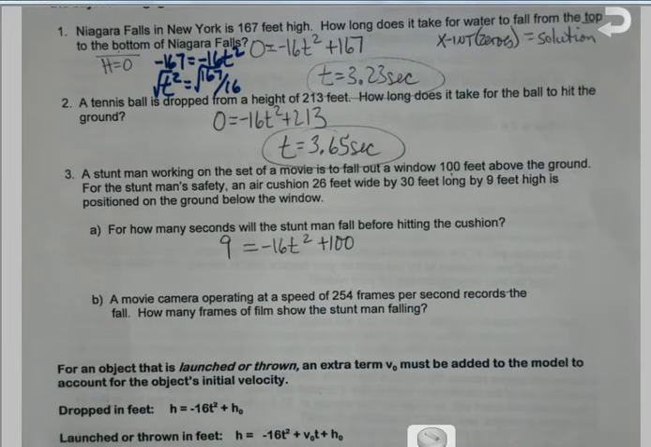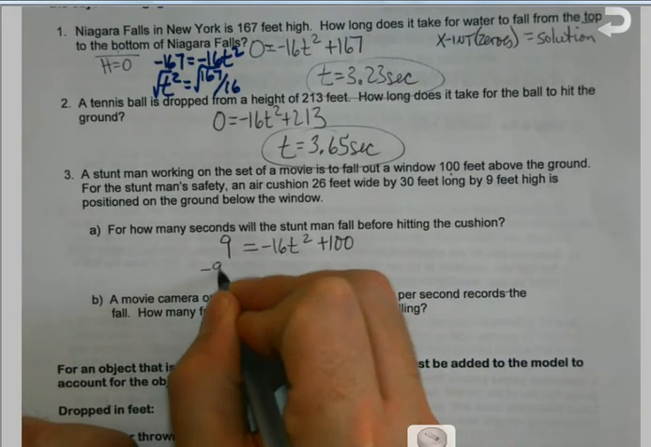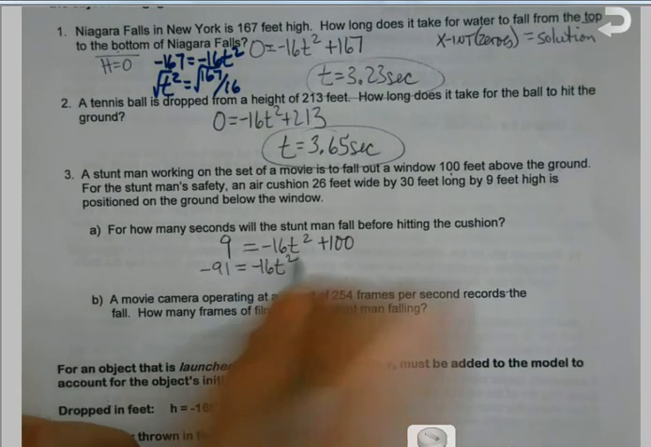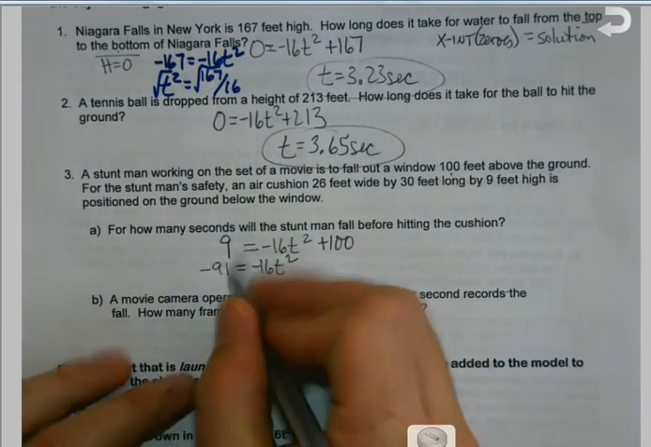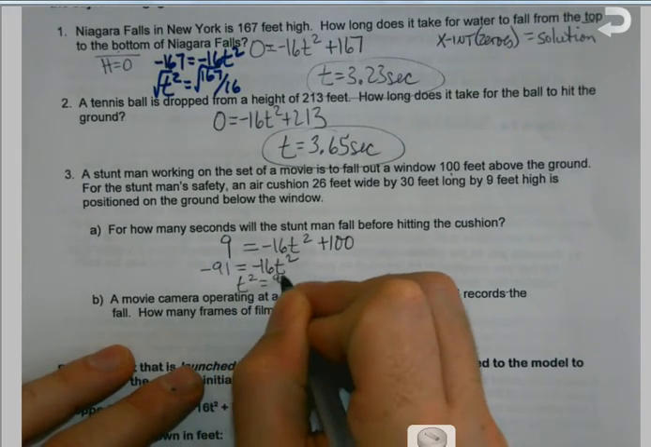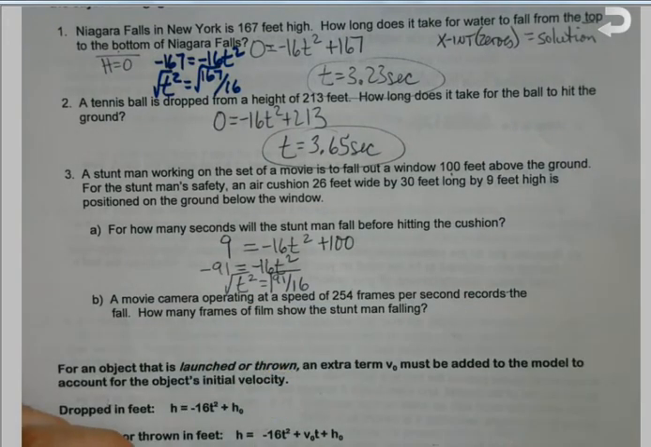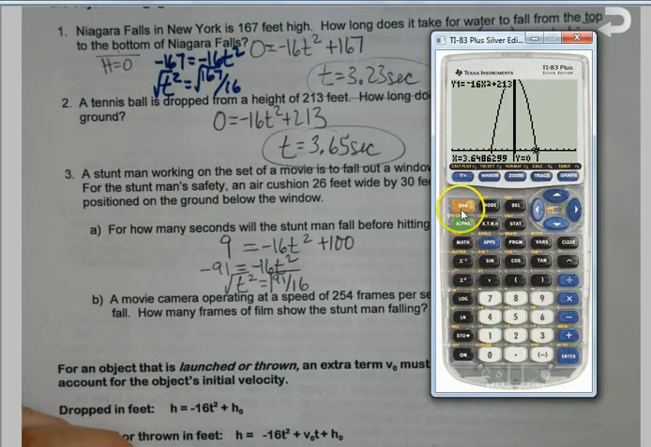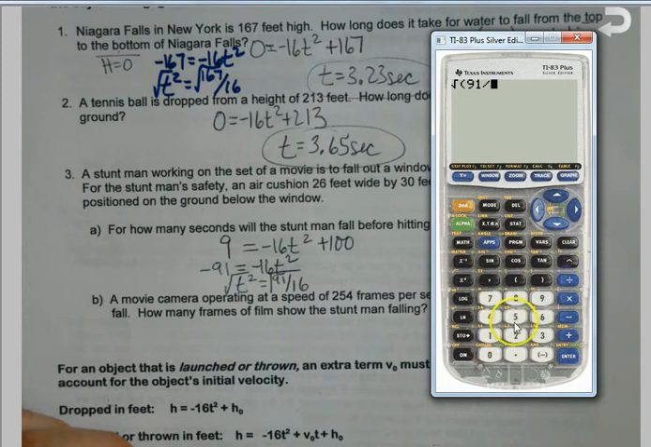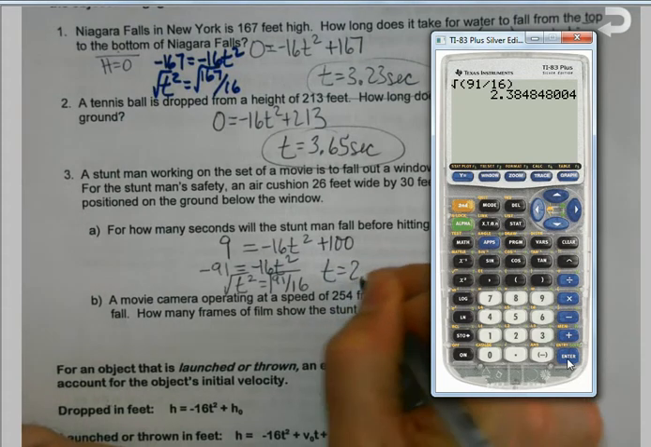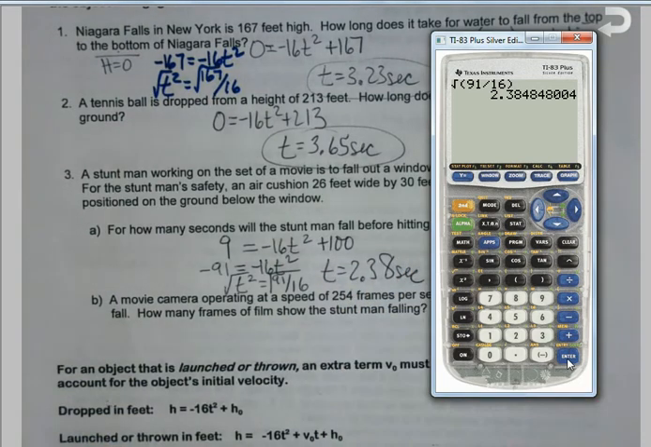So now if I'm going to do it algebraically, I could subtract the 100 over, divide by my negative 16, which would turn those positive, and then take my square root. And again, that'll work on any of these drop problems that we were working with. So I always like to show you any option that we may have. So it's about 2.38 seconds.